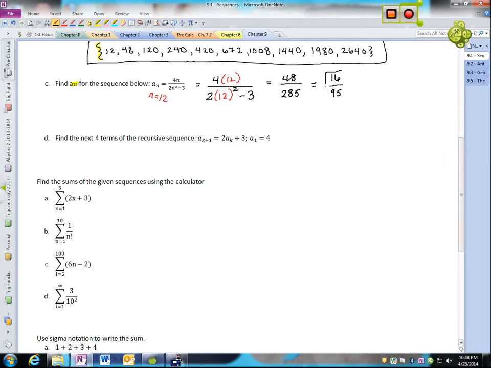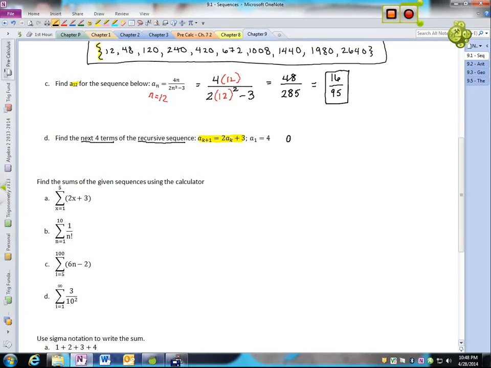Okay, example D here in this first section. I want to find the next 4 terms of this recursive sequence. So this is very weird, the way that this is written out. This is an nth term formula, but it's a recursive formula, which means the next term, k plus 1, is found by taking the prior term, a sub k. So I know that my first term is 4.